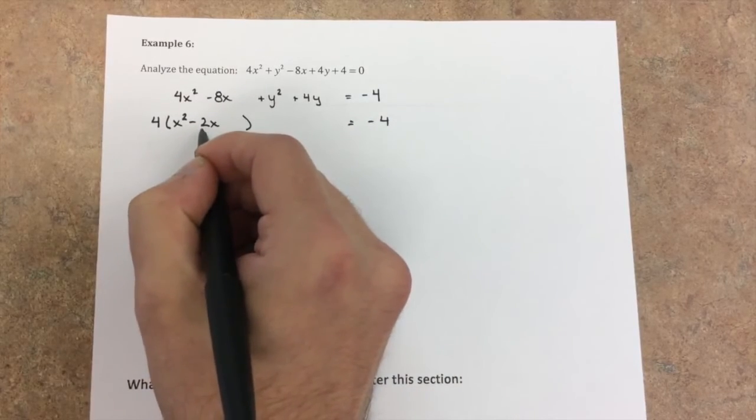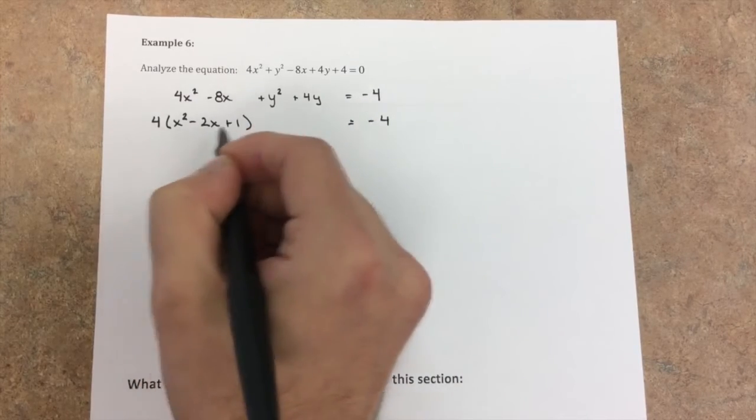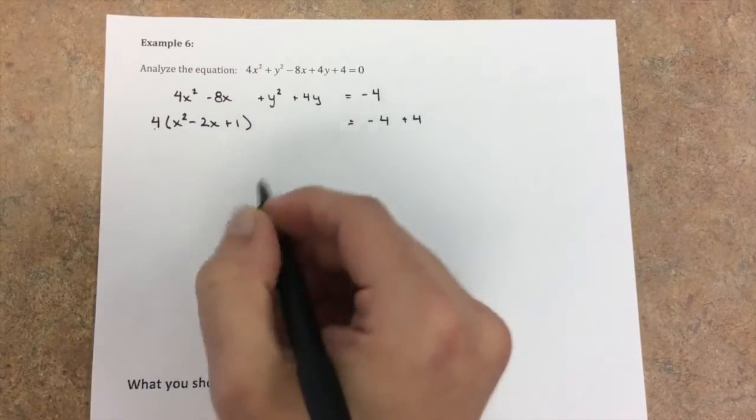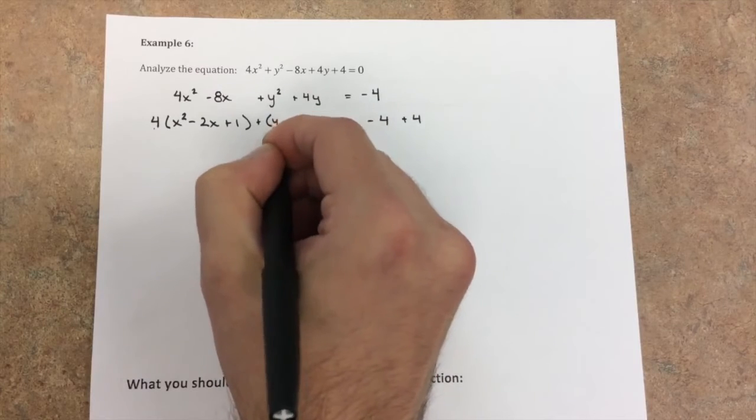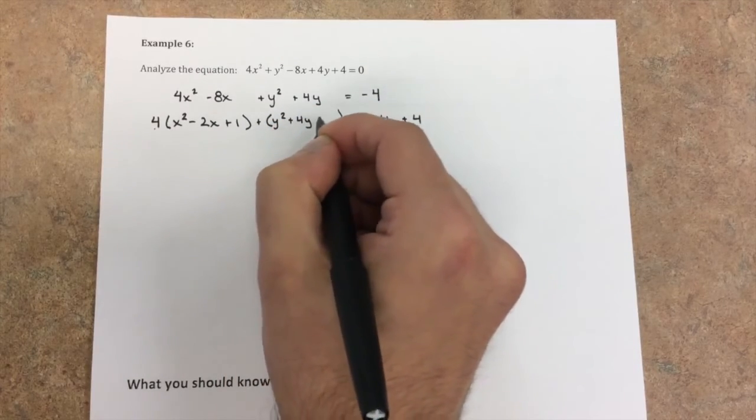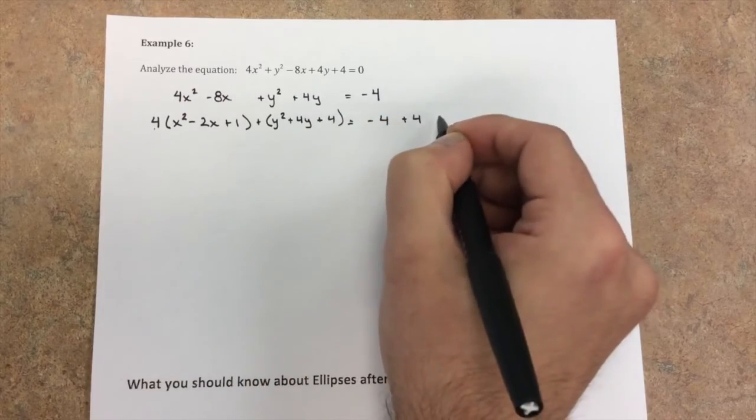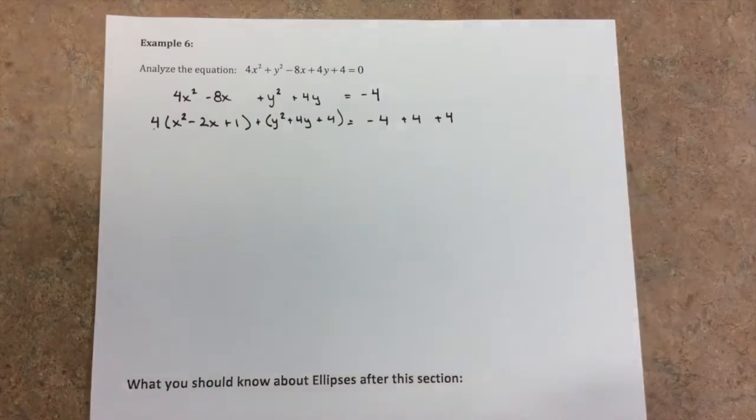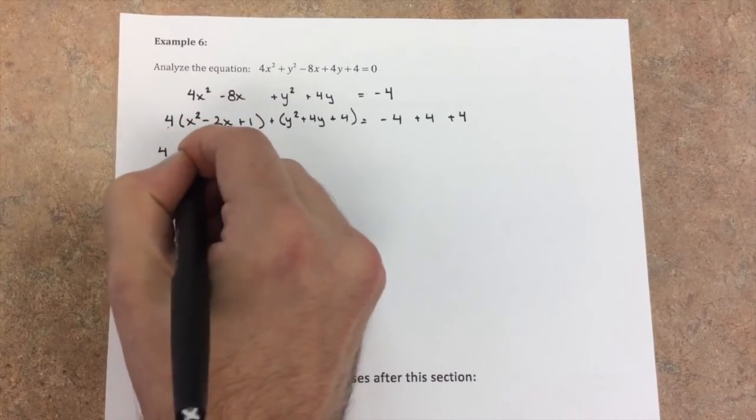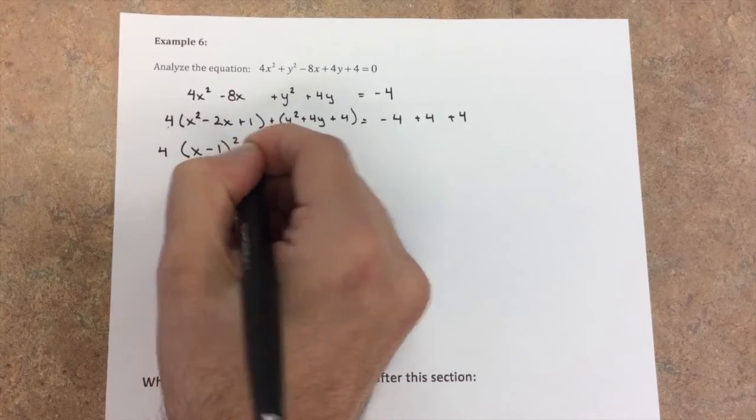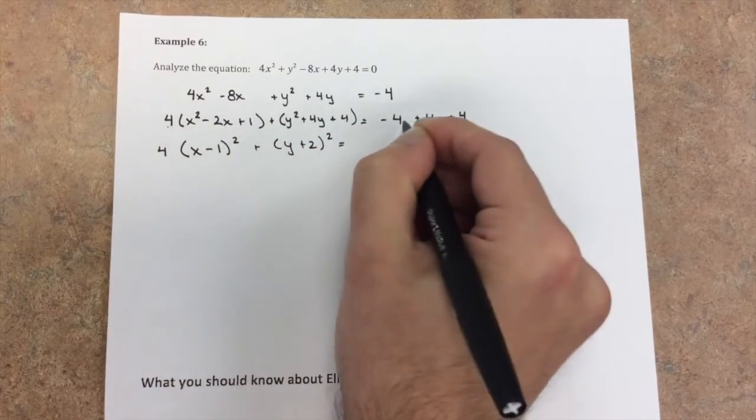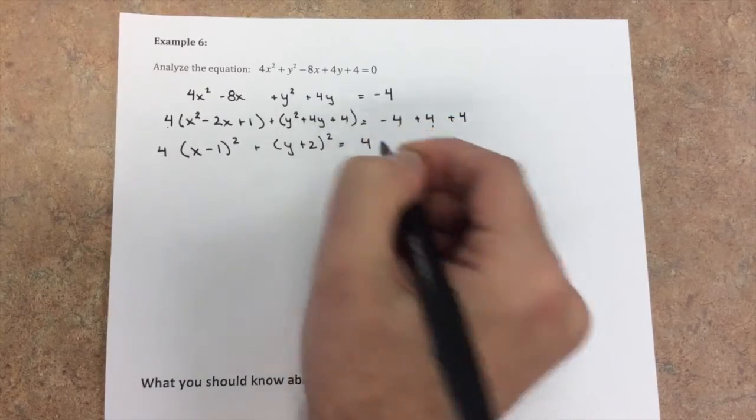So half of negative 2 squared is 1. Whatever we do to one side, we do to the other, so that's 4 times 1, so we add 4. Plus y squared plus 4y. Half of that squared is 4. Whatever we do to one side, we do to the other, so plus 4. All right, now we have 4 times parentheses x minus 1 squared plus y plus 2 squared equals negative 4 plus 4 is 0, plus 4 is 4.